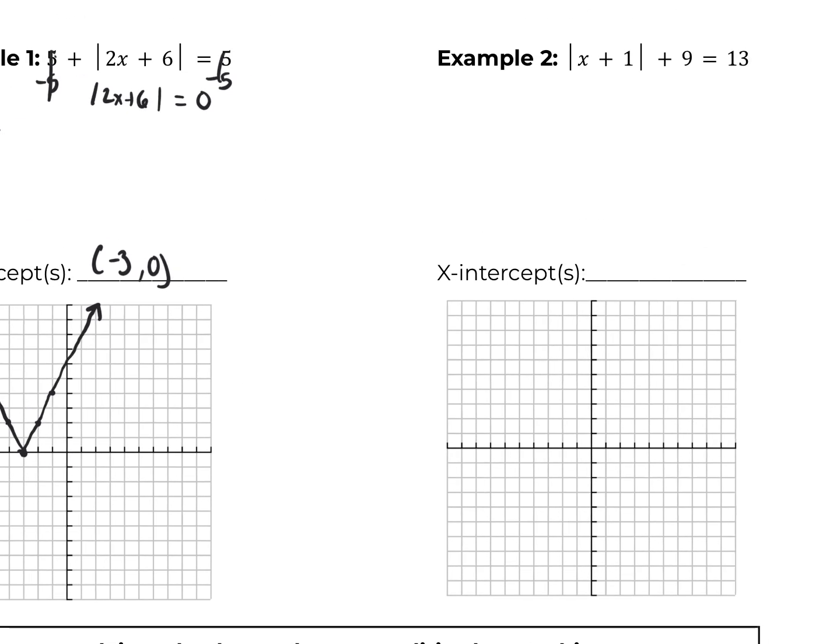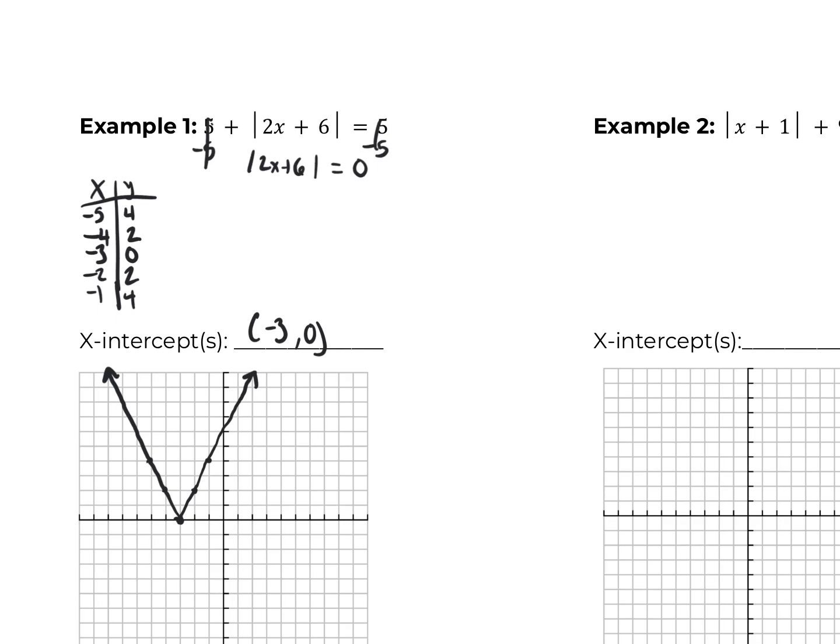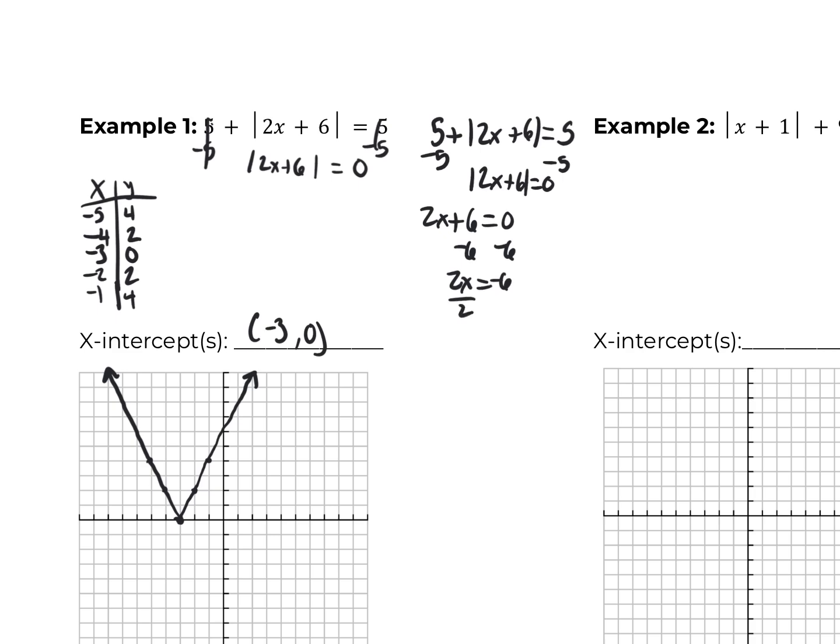So it's actually pretty neat how that works. If you wanted to solve that algebraically, going back a lesson just to show you how this would have worked: 5 plus the absolute value of 2x plus 6 equals 5. Going back to what we did earlier in the unit, we would isolate the absolute value. Then we would split into two cases. 2x plus 6 equals, well, we wouldn't have to split into two cases because there is no positive or negative 0. It's just 0. Subtract 6. So 2x equals negative 6. Divide by 2, and x equals negative 3.